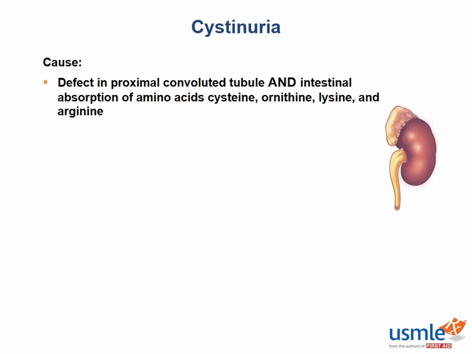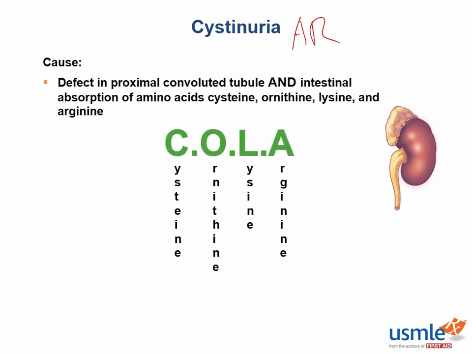So cystinuria is an autosomal recessive defect in the proximal convoluted tubule and intestinal reabsorption of amino acids, which include cysteine, ornithine, lysine, and arginine. To remember these amino acids, you can use the memory aid COLA.